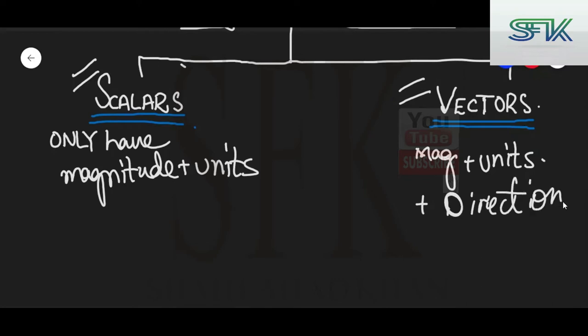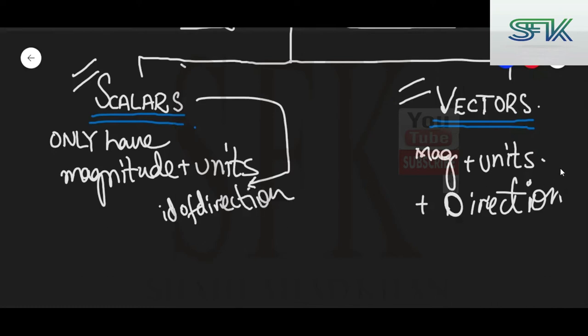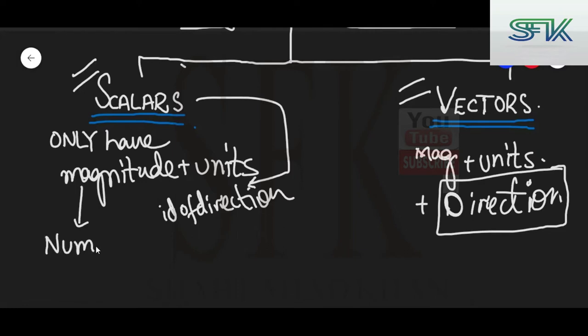So the basic difference between scalar and vector is that vectors contain direction, whereas scalars lack direction. Scalars are independent of direction, whereas vectors are dependent on direction. What do we mean by magnitude? Magnitude is just the number. And for units, you know what units are, the SI units basically, which I usually use.